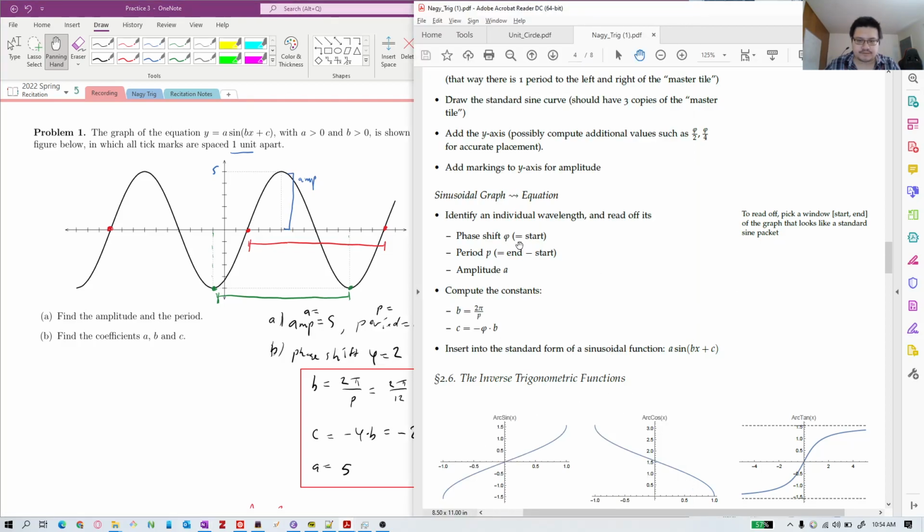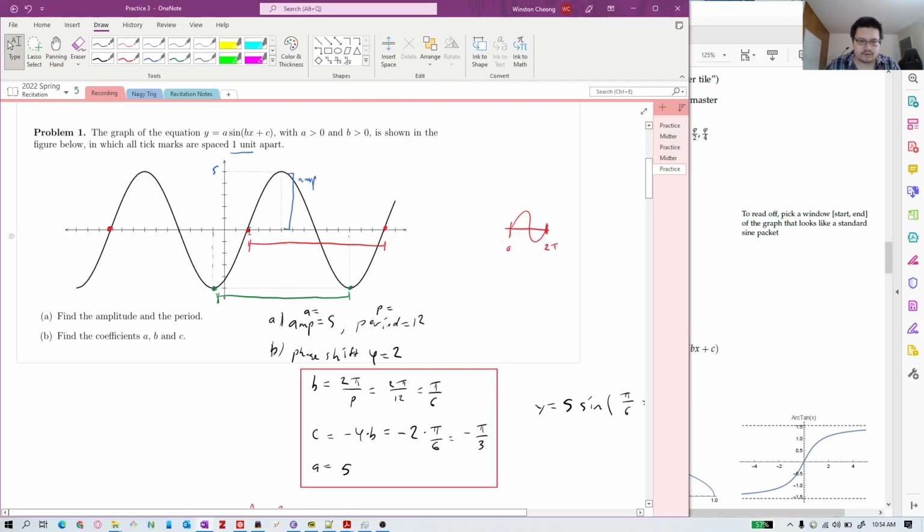Phase shift, again, is the starting place. The period is then end minus start. It's the length from here to there, where you get a whole sine packet. Okay. Right. So phase shift is 2. Good. And then the next thing for part B is to compute all of those coefficients A, B, and C that get inserted into the graph.